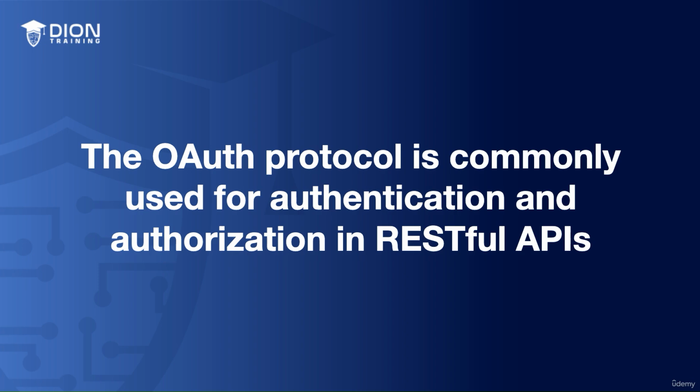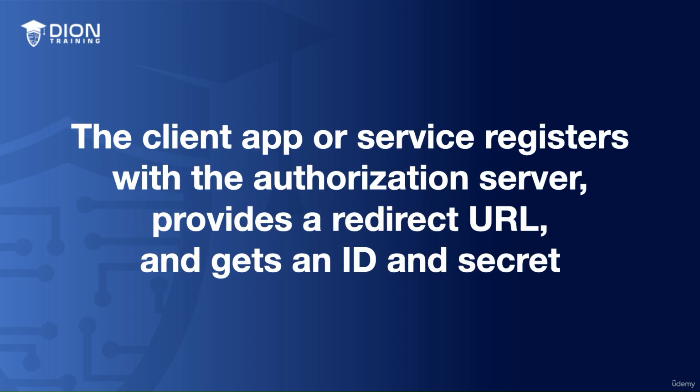The user account is hosted by one or more resource servers, also known as API servers. Authorization requests are processed by an authorization server, which can manage multiple resource servers. The client application or service must be registered with an authorization server and provide a redirect URL, and it receives an ID and a secret. When the client requests authorization, the user approves the request, and depending on the flow type, the client receives an access token from the authorization server. This token is presented to the resource server to access the requested resource.